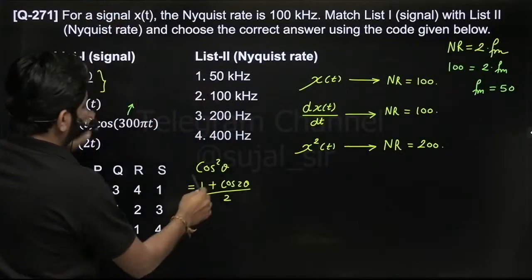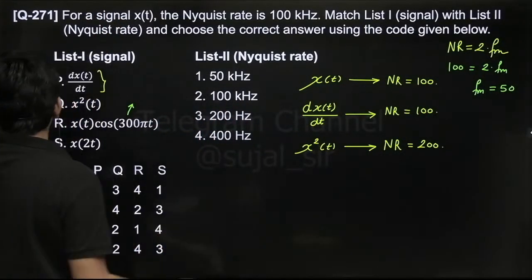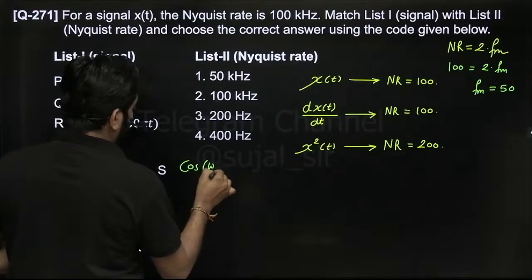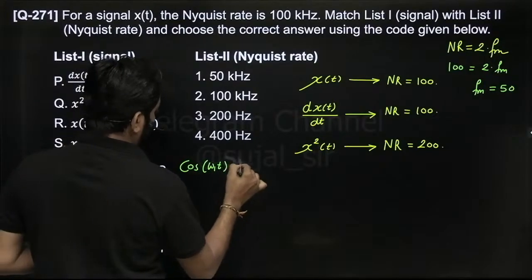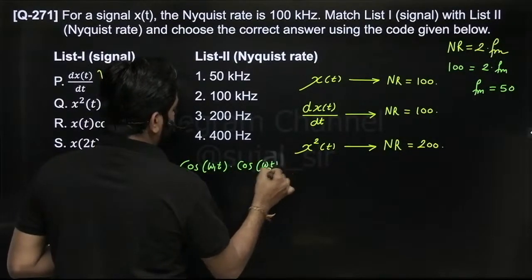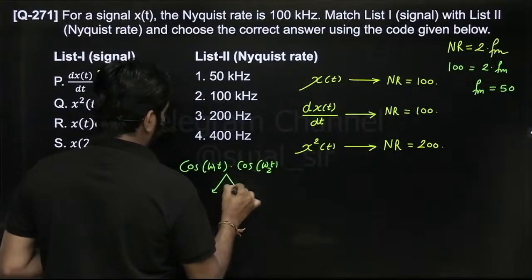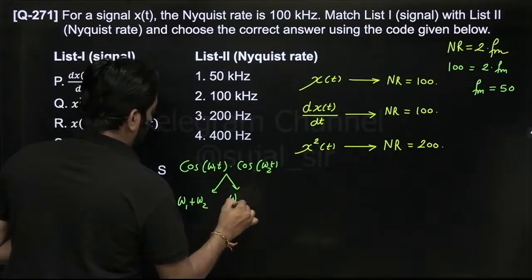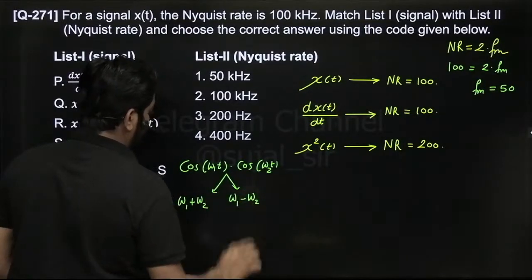Now see, multiplication results in, suppose one signal is cos omega 1t and we multiply with another signal, which can be sin or cos omega 2t. So multiplication results in two frequencies: one is omega 1 plus omega 2, and one more is omega 1 minus omega 2. The difference you have to take.